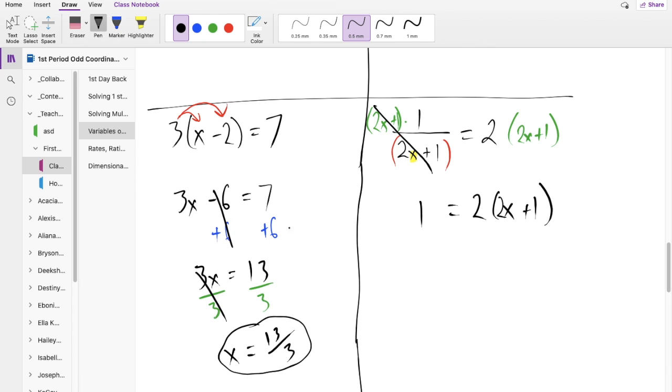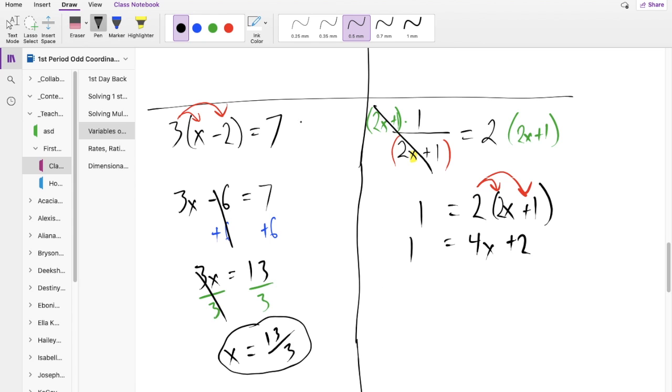So here again, I am at a decision. Should I divide that 2 or should I distribute it? So if I divided the 2, I'd end up with a fraction of 1/2, and I don't want to deal with that, so I'm going to distribute that 2 instead. So I'm going to take the 2 and multiply it to the 2x and to the 1. So doing that, I get 2 times 2x is 4x. 2 times 1 is 2.